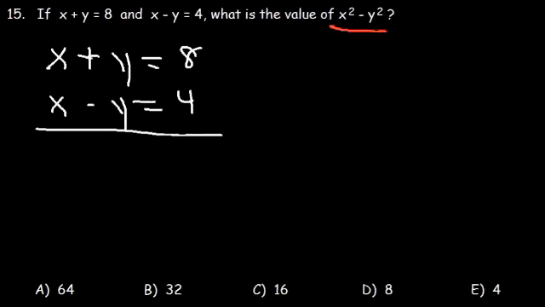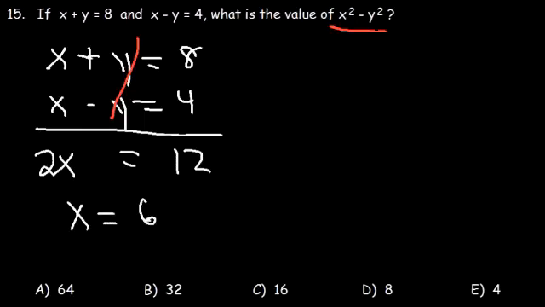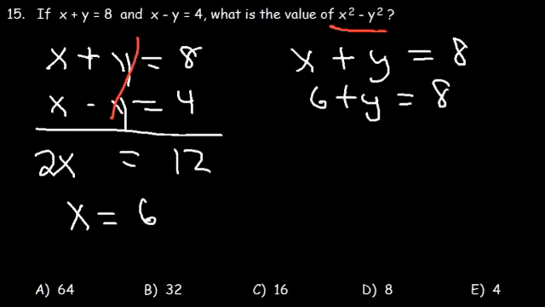So if we add the two equations, x plus x is 2x, y plus negative y is 0, so they cancel, and 8 plus 4 is 12. So if we divide both sides by 2, 12 divided by 2 is 6. And so now what we can do is plug in 6 into the first equation. So 6 plus y is equal to 8. Subtracting both sides by 6, y is equal to 2.